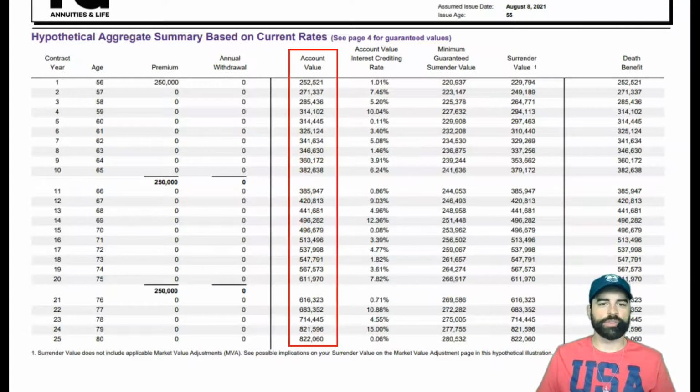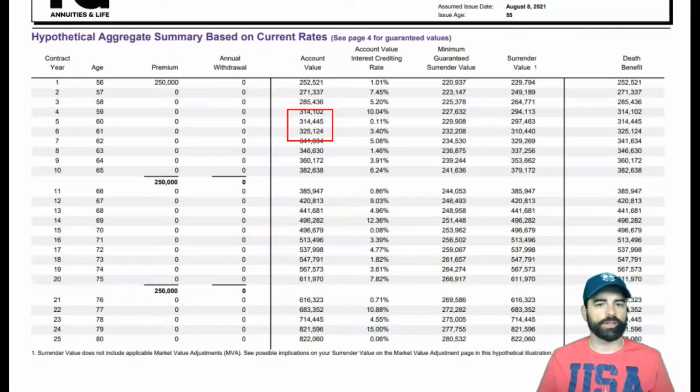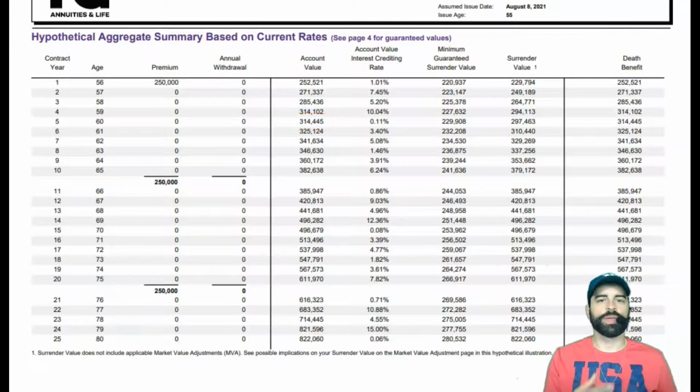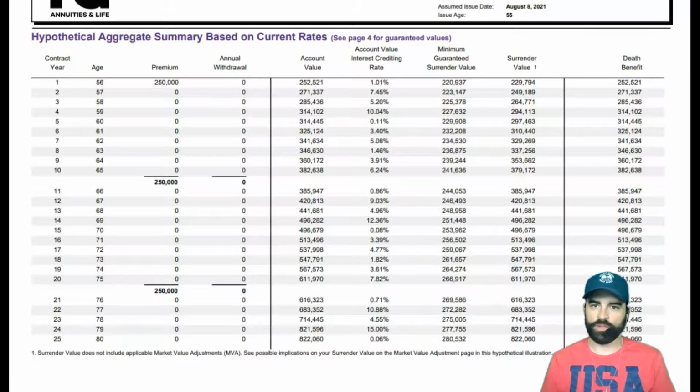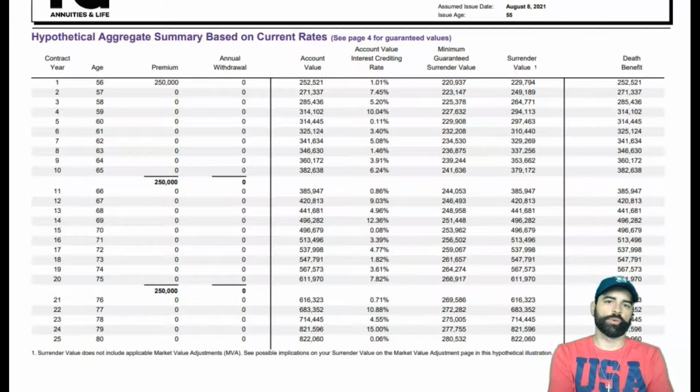Now this account value, this is the money that client can touch, okay? So let's just go to year 5. Client's got 314K. Remember, you cannot, or you can, but if you touch above 10% in those first 10 years, you're going to be penalized. So 10% is $31,000. Okay. So he can take that 31K, or he could say, I don't need that, I need 10. Give me 10. And he can get that.